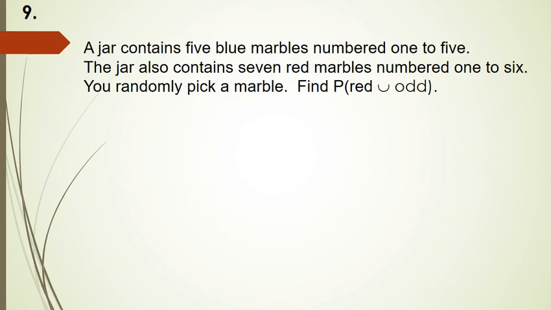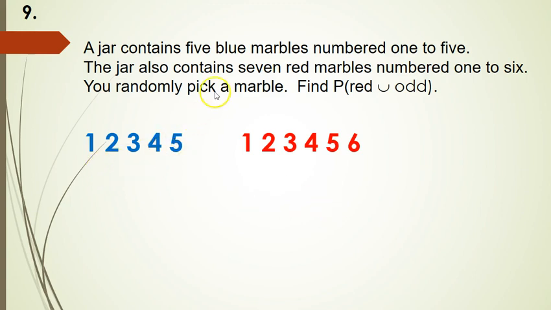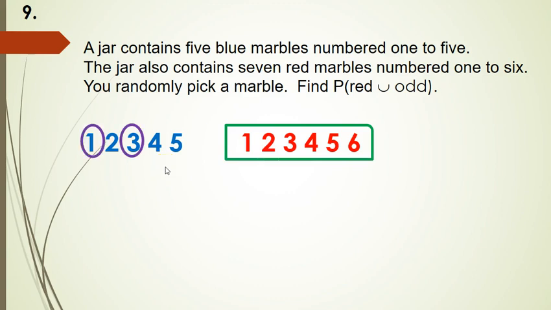The jar contains 5 blue marbles numbered 1 to 5. The jar also contains 7 red marbles numbered 1 to 6. You randomly pick a marble. So we've got some red and some blue marbles, right? So let's see, it says 1 through 5 blue marbles, and then 1 through 6 red marbles, right? So I'm going to basically square out all the red right there, and then I'm going to circle all the odds here.